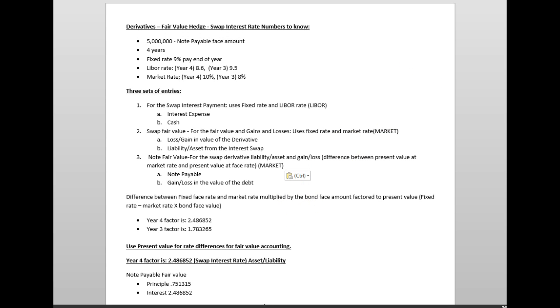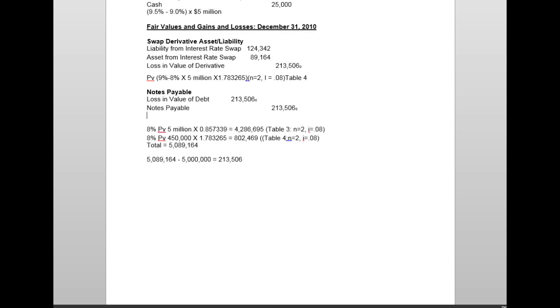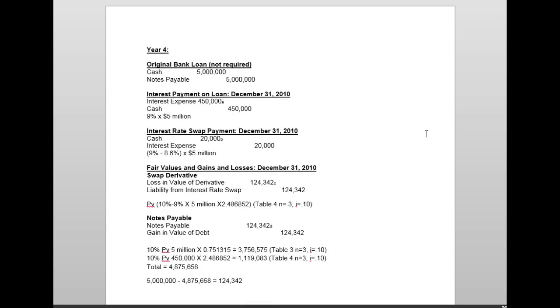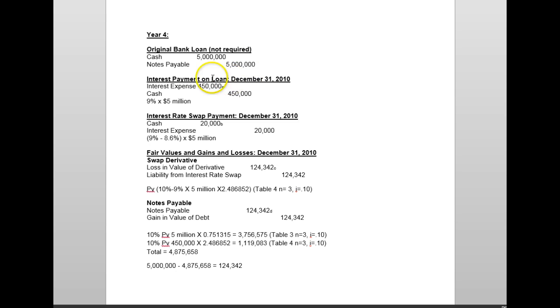So let's go look and see what the entries are for this. Let's see if I can really confuse you here. Okay, here's the original entry. They got $5 million in cash and a notes payable.